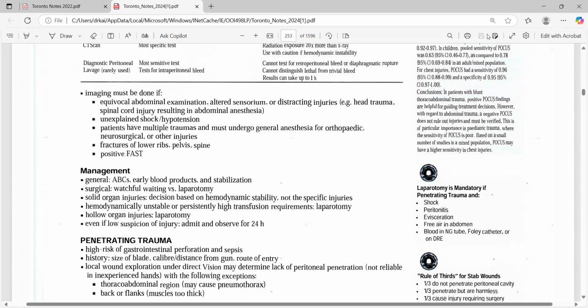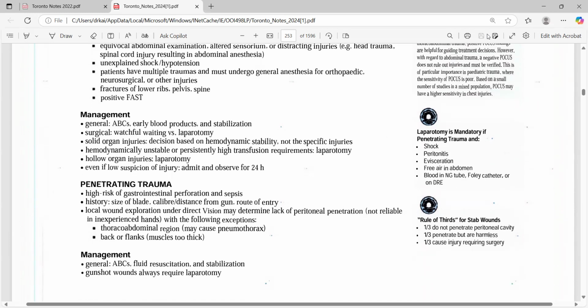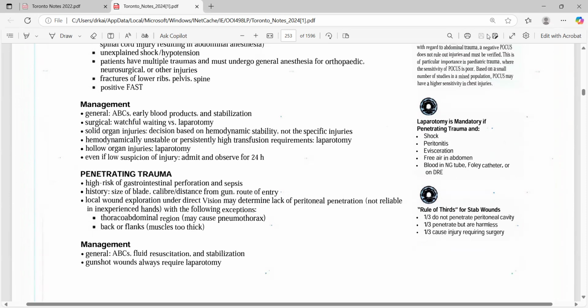Then on the side, when is laparotomy mandatory? As you can see, this is what you need to know. Shock, peritonitis, evisceration, free air in the abdomen, blood in the gut means there is something going on inside and you want to do the laparotomy, checking if there is any splenic artery or something damaged that needs surgery right away. Rule of thirds for the stab wound: one third do not penetrate the peritoneal cavity, one third penetrate but are harmless, one third cause injury requiring surgery.